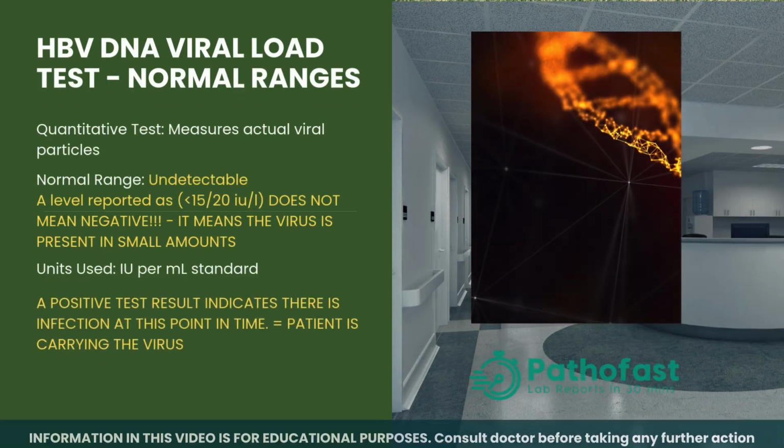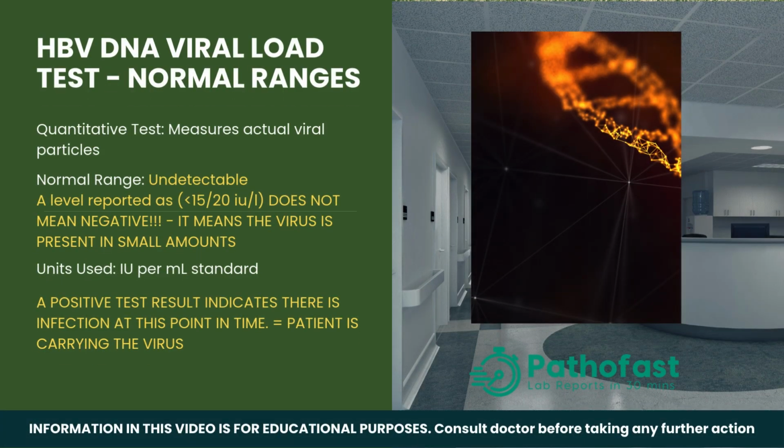So what are the normal ranges of the HBV DNA viral load test? The normal range is undetectable. A level reported as less than 15 or 20 IU per liter does not mean negative. It means the virus is present, but in unmeasurable amounts. The method of detection is unable to quantify them below 15. The units are IU per ml or IU per liter. A positive test indicates that there is infection, the patient is carrying the virus.